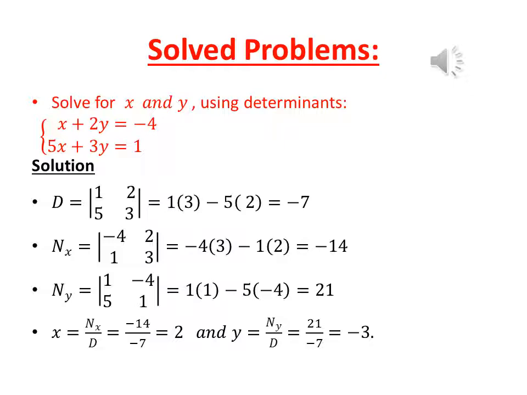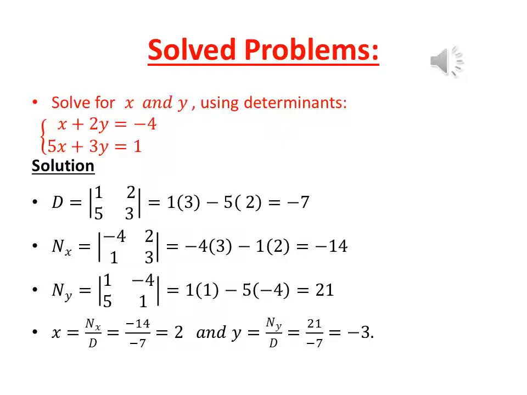We'll repeat it again with solved examples. We'll repeat what we talked about regarding the determinant. We talked about the second order determinant and the third order determinant, or order 2, order 3, and we said that a determinant has to be square: number of columns equal number of rows. First example, solve for x and y by using determinants. First equation is x plus 2y equal negative 4. Second equation is 5x plus 3y equal 1.